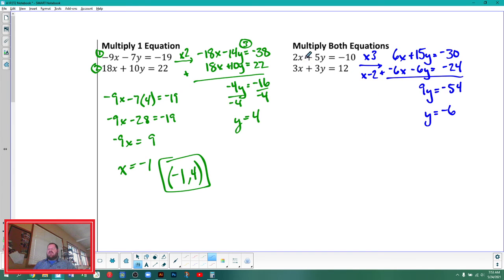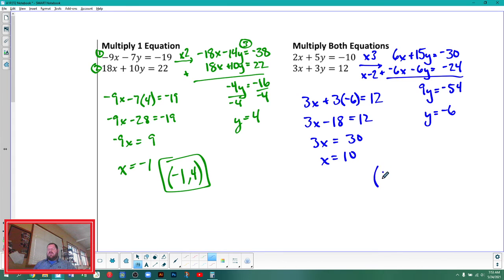And now here's a point where I really have 4 options, 1, 2, 3, 4 that I can pick from. 3 and 4 were both made by making my numbers bigger, so I don't really like that. We'll pick number 2, the bottom one here. Plus 3 times -6 equals 12. 3x minus 18 equals 12. And if I add 18 to both sides, I get 3x is equal to 30, which tells me x is equal to 10. So I get that these two lines cross at 10, -6.